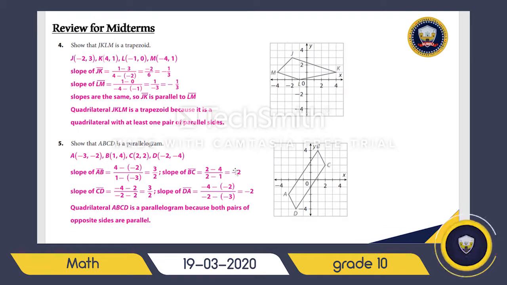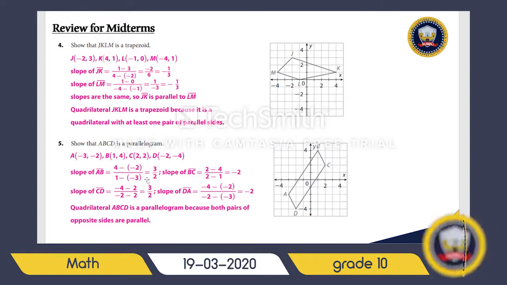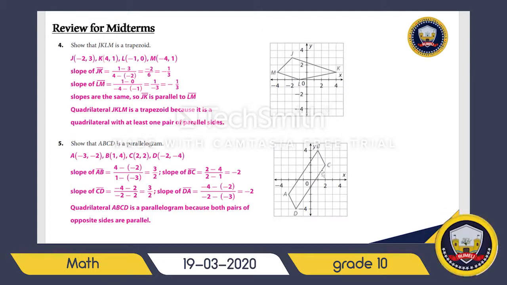Now, compare the slopes for BC and DA. They are minus 2. So BC and DA are parallel. Also, AB and CD have the same slope, so AB and CD are parallel. So by definition, this shape is a parallelogram.